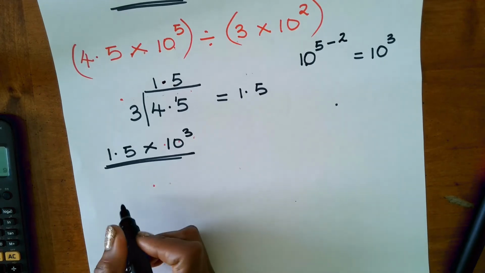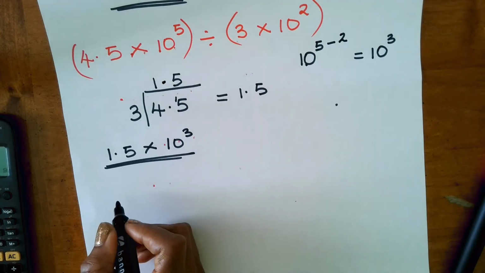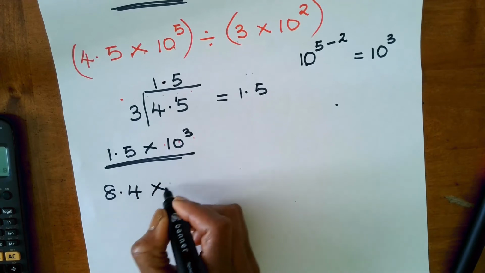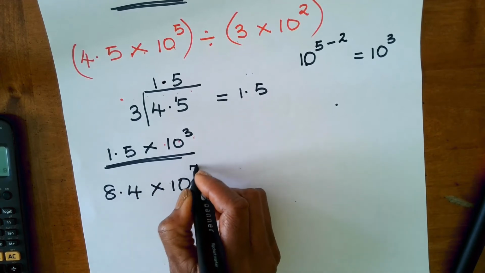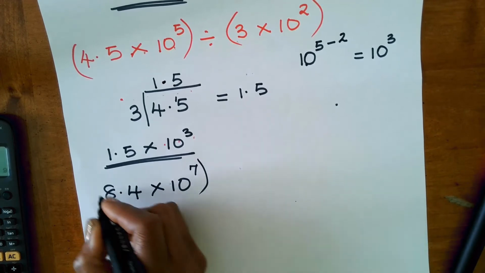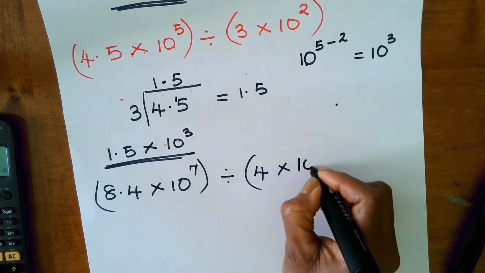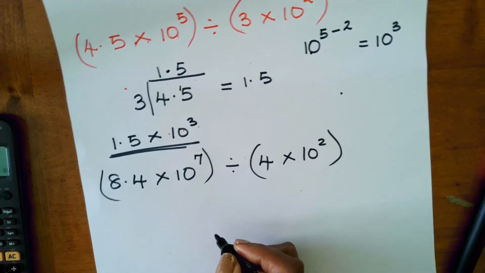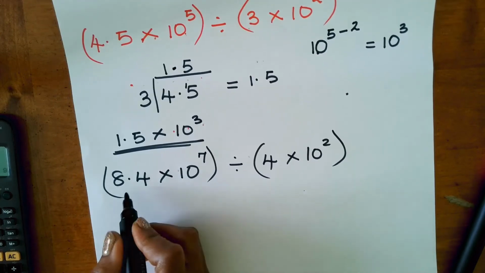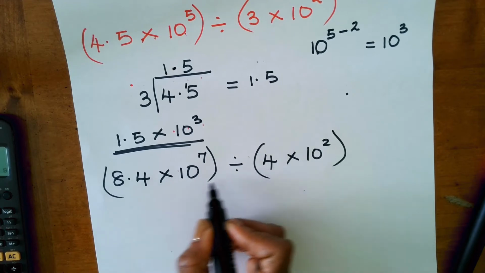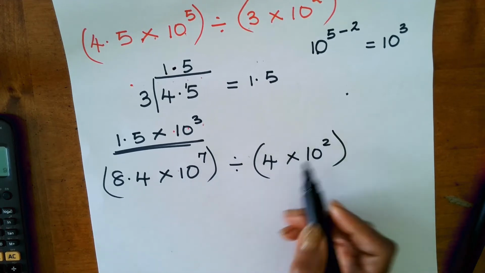Okay, so let's do another example with the division. I've got 8.4 multiplied by 10 all raised to the power of 7 divided by 4 times 10 all raised to the power of 2. So we do the same, we divide the numbers and then we subtract their powers.